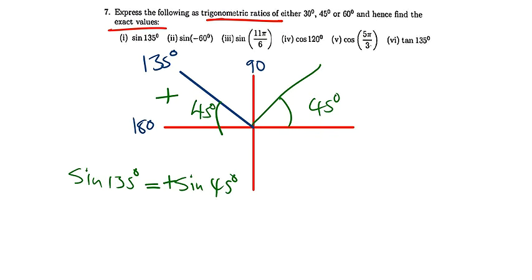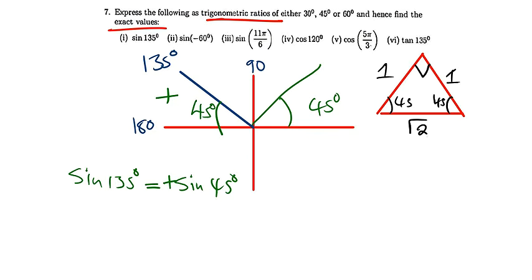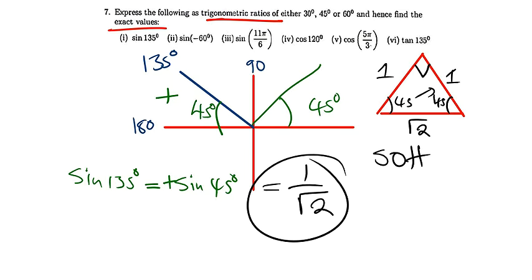Now sine 45, you and I have already been introduced to a 45-45 triangle, right? I hope you are by now. So if you're not, please watch our video on introduction to trigonometry. I explained all these special angles. So that's 45, 45. The sides are 1, 1, and root of 2. Now by SOHCAHTOA, we know that sine is opposite over hypotenuse. Opposite of 45 in that triangle is 1. The hypotenuse is root of 2. So that is positive 1 over root of 2 for the first one.